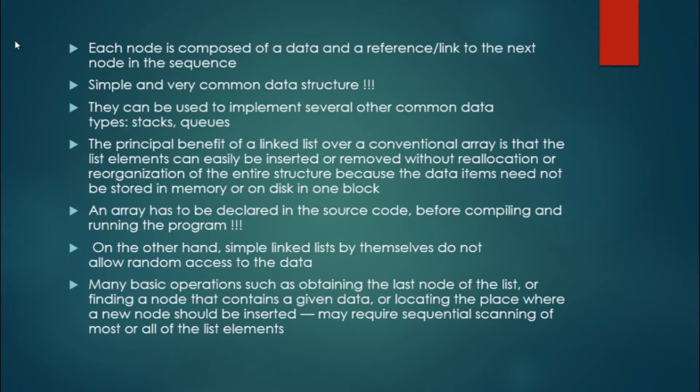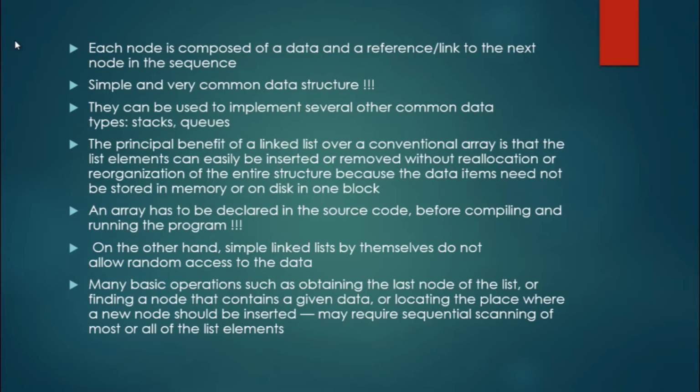The principal benefit of a linked list over a conventional array is that the list elements can easily be inserted or removed without reallocation or reorganization of the entire structure, because the data items need not be stored in memory or on disk in one block. We are going to see a quick illustration concerning this problem. An array has to be declared in the source code before compiling and running the program.